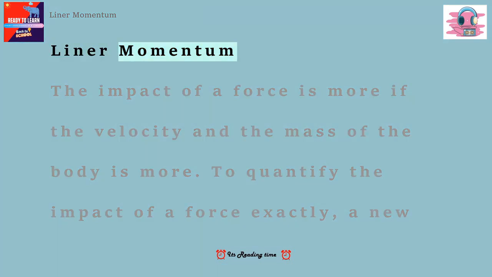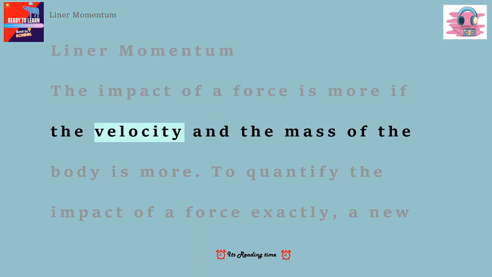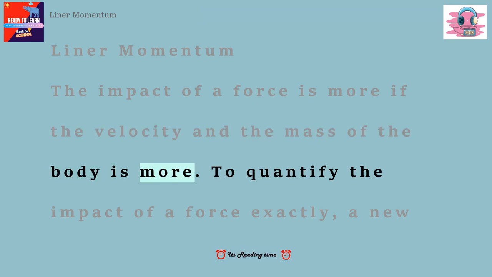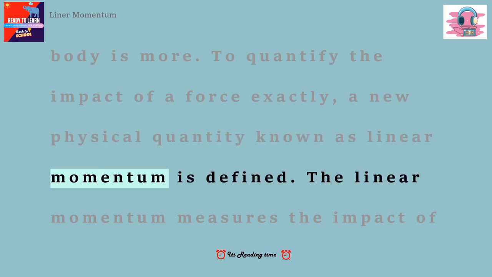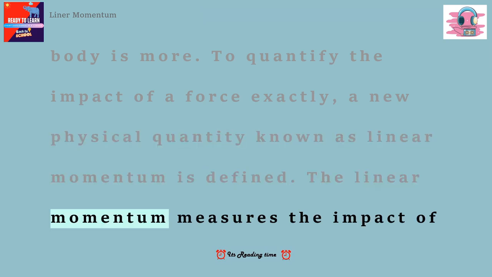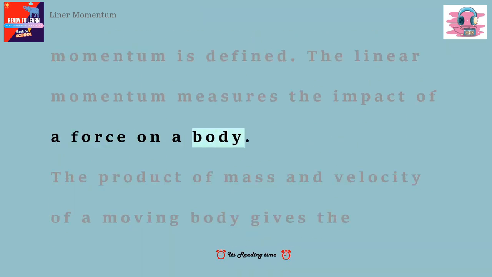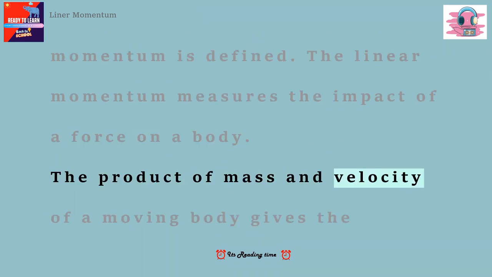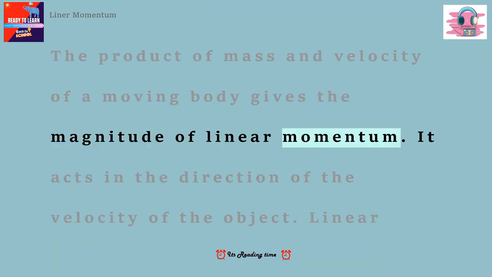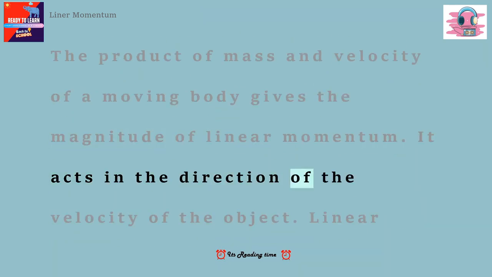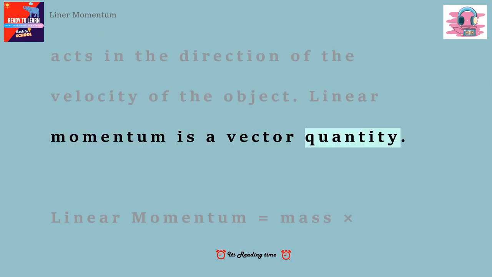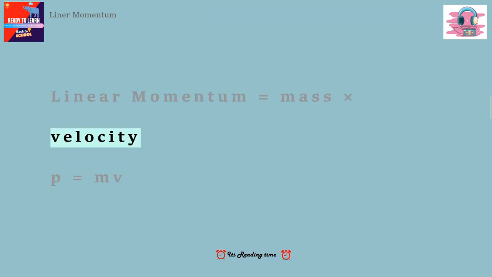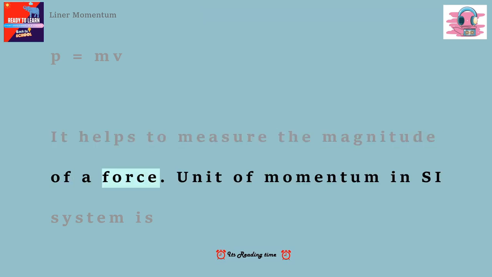Linear momentum. The impact of a force is more if the velocity and the mass of the body is more. To quantify the impact of a force exactly, a new physical quantity known as linear momentum is defined. The linear momentum measures the impact of a force on a body. The product of mass and velocity of a moving body gives the magnitude of linear momentum. It acts in the direction of the velocity of the object. Linear momentum is a vector quantity. Linear momentum equals mass times velocity. P equals mv. It helps to measure the magnitude of a force.